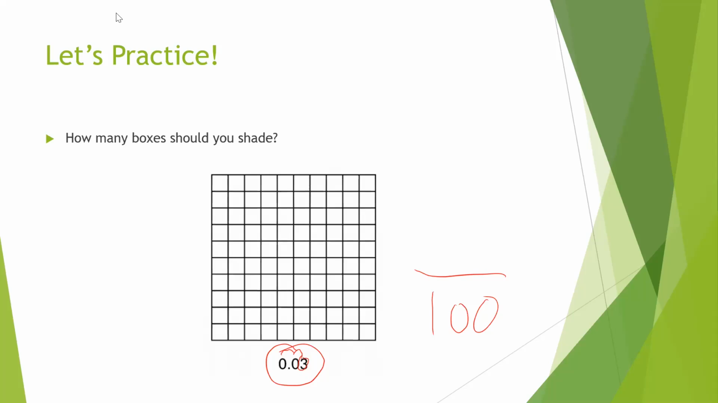So what do we do next? We cross out the 0 and the decimal point, like we did in all of the other problems. We get 03. Since the 0 in front of 3 isn't going to do anything, I'm just going to write 3 here. So the fraction form of 0.03 is 3 out of 100. And since we have 100 boxes here and it's the same as the denominator, we're just going to shade 3 boxes. So the answer to this one is 3.